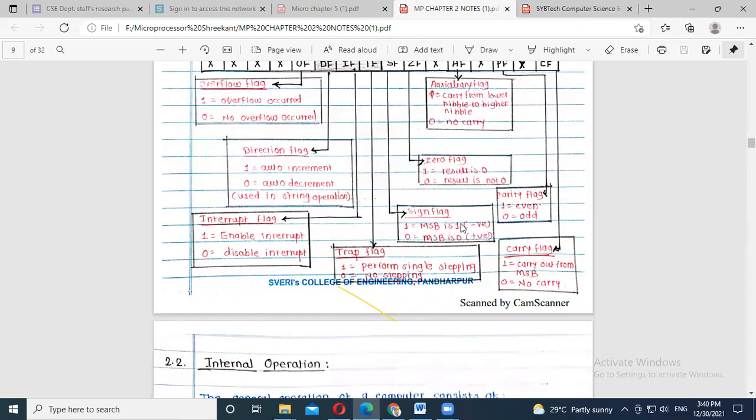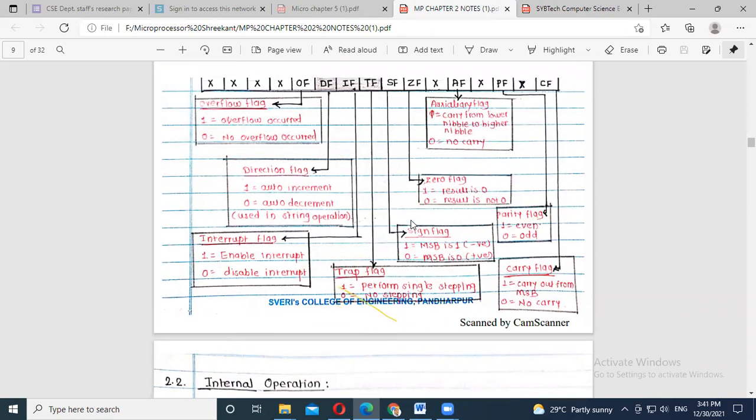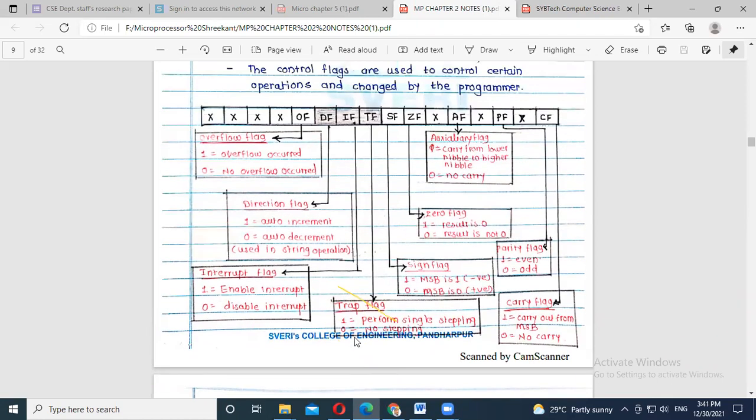If the sign is negative, then we have to indicate it by 1. If it is 0, then we have to say that it is a positive number. So that is the sign flag. Next one is TF, the trap flag.